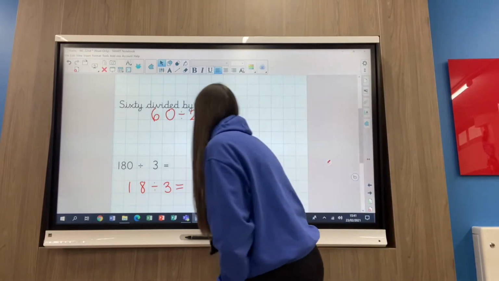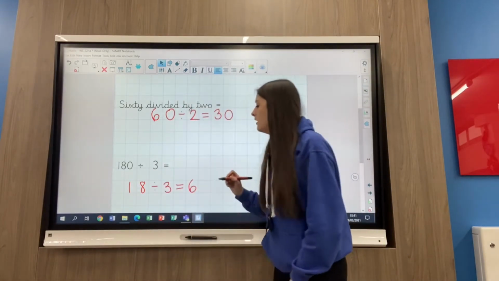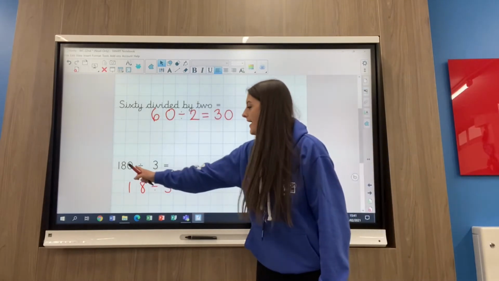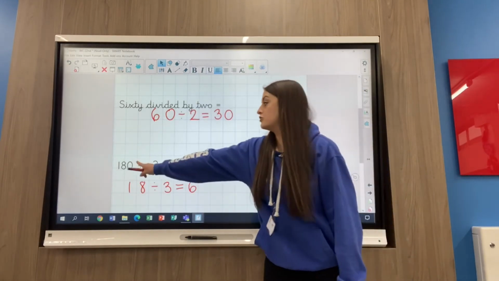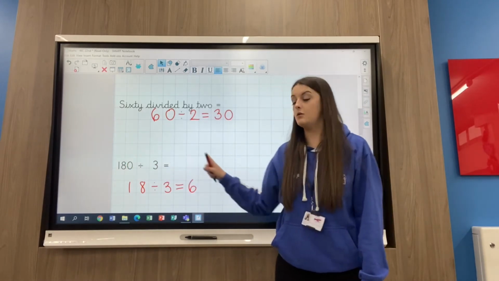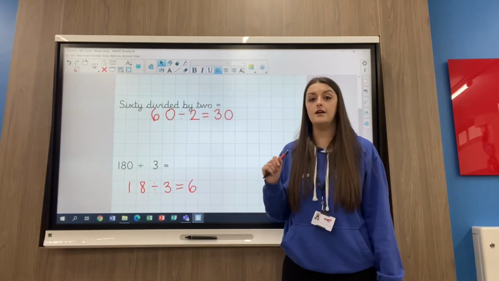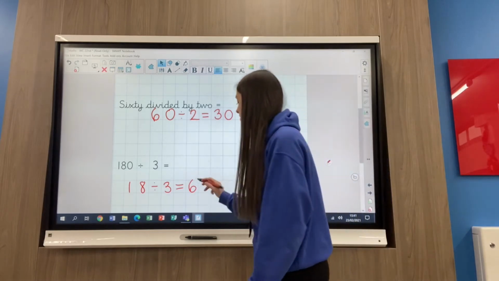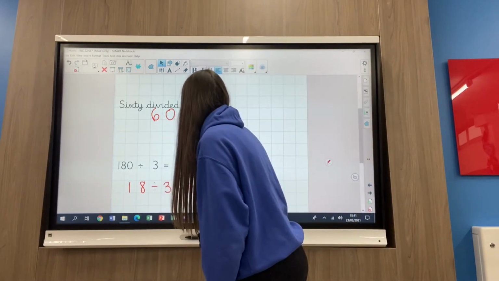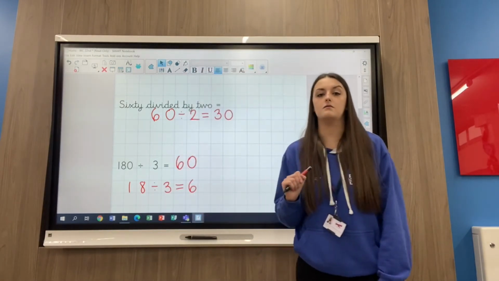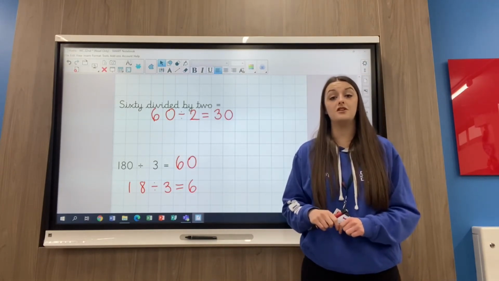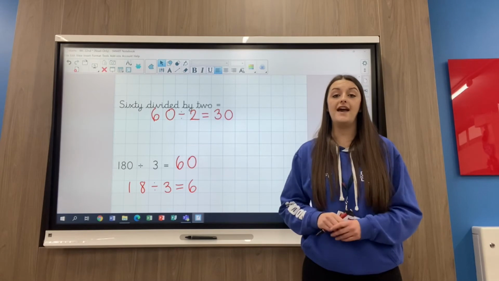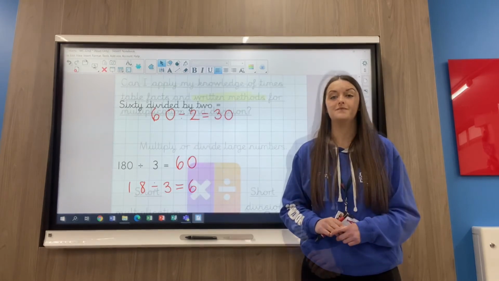That's 6. Okay. But what do you notice about 180 and 18? 180 is 10 times bigger. So what do we need to make our answer? 10 times bigger. So 6 times 10, we know, is 60, okay? So you can use your related times table facts to help with some of the harder questions on your pages in your booklet for today.